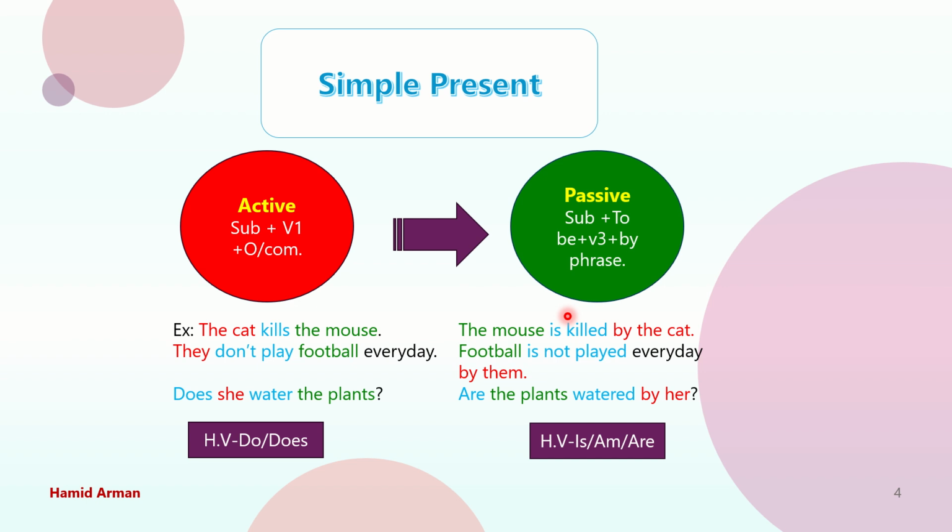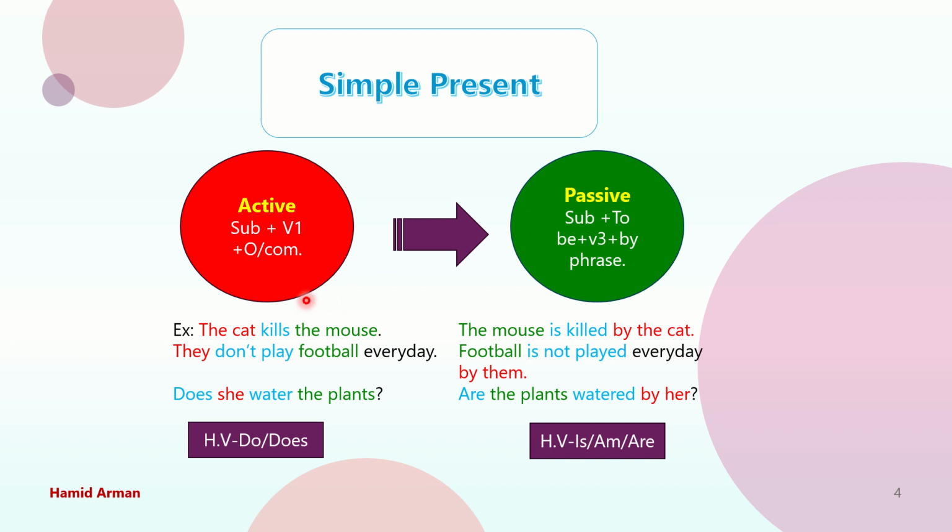If you want to change active voice to passive voice, we start from simple present. In simple present, we have active voice, and in active voice, the subject is the doer of an action. We use this structure: subject, first form of the verb, object or complement. If we want to change this into passive, we use subject, to be verb like is, am, or are, third form of the verb, and then we add the by phrase.